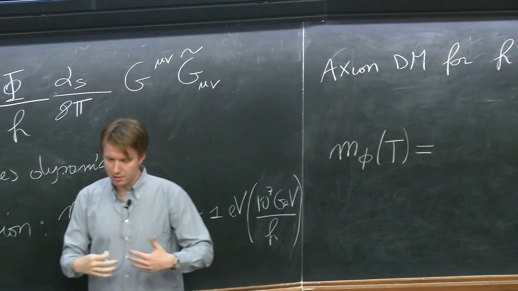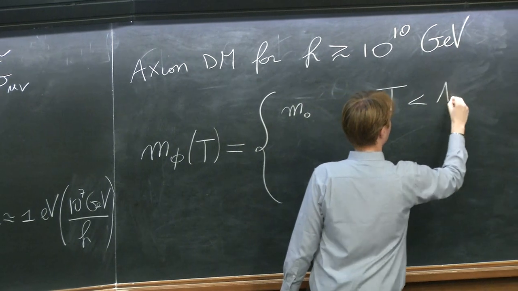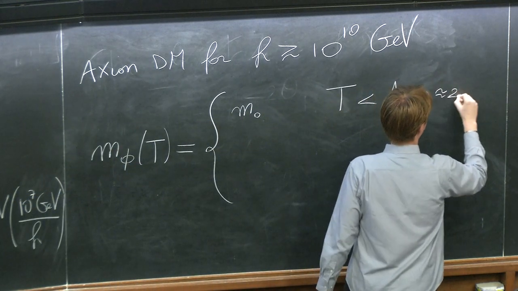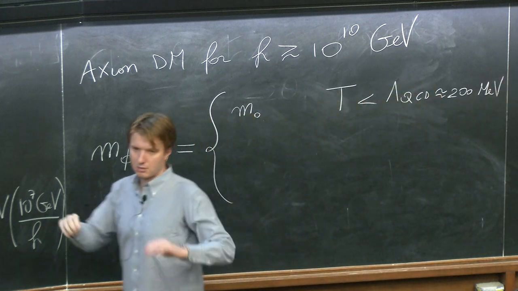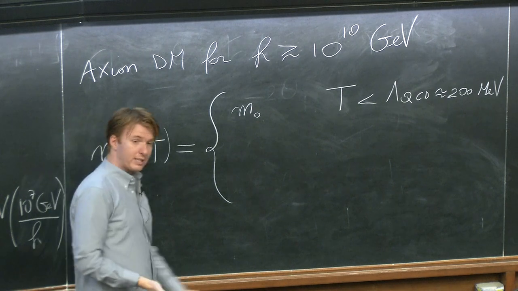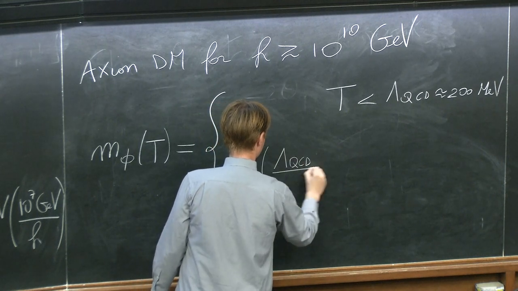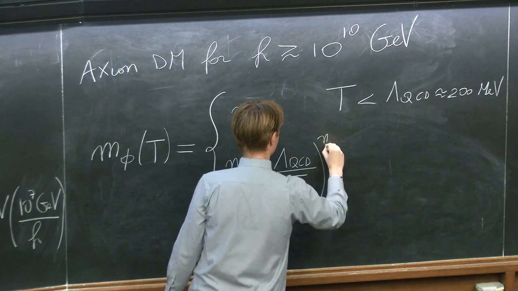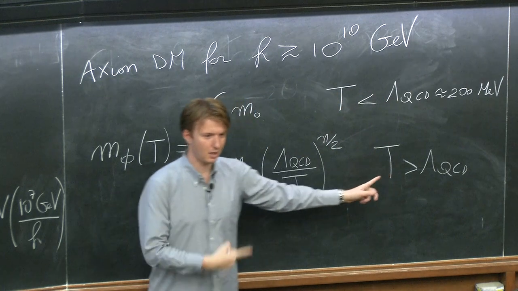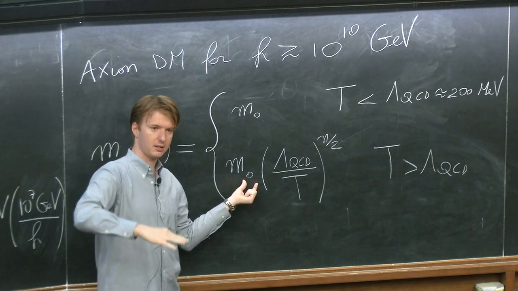So m phi as a function of T. And roughly speaking, this is equal to m0 when we are below the QCD phase transition scale, so lambda QCD, let's say 200 MeV. So once I go through the QCD phase transition, the axion mass is frozen to its value at zero temperature. Once I go above the QCD phase transition, then I have to account for these effects, so this is T bigger than lambda QCD, and you see that the mass decreases as we consider the universe at higher temperatures.